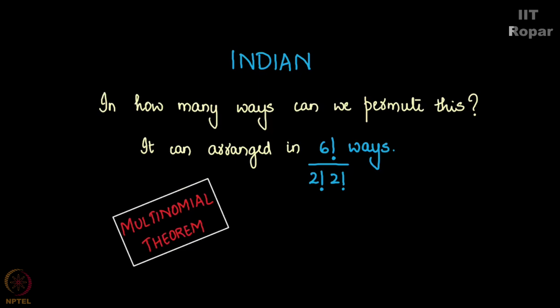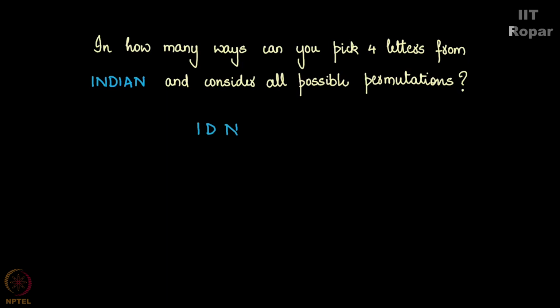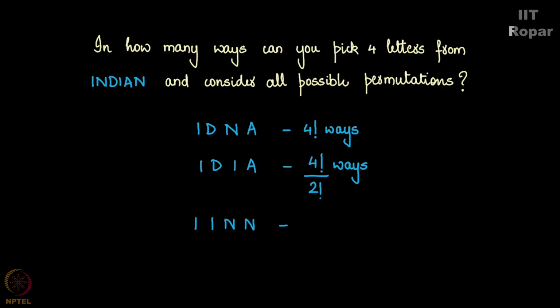Right? Now let me ask a variant of this question. In how many ways can you pick 4 letters from Indian and then consider all possible permutations? For example, you could consider IDNA. This can be permuted in 4 factorial ways. What about IDIA? 4 factorial by 2 factorial. How about IINN? 4 factorial by 2 factorial times 2 factorial.